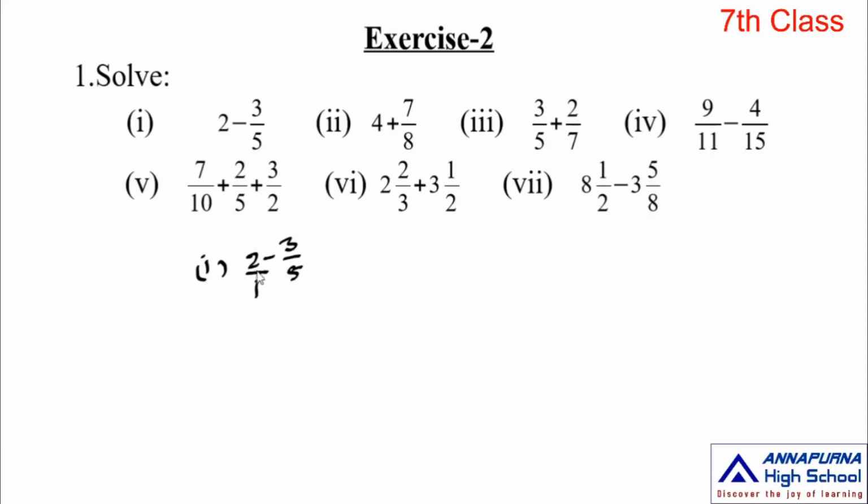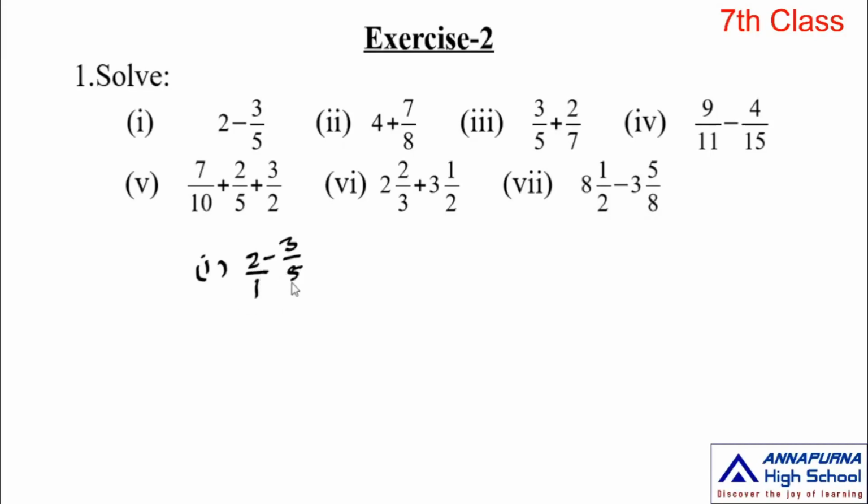Now what are these two fractions? Unlike fractions, 2 by 1 and 3 by 5. 1 and 5, different denominators are there. So first convert them into like fractions. To convert into like fractions, we have to find the LCM. What is the LCM of 1 and 5? Of course 5 is the LCM. Another way is, whenever there are two fractions, either in subtraction or in addition, you better multiply the numerator and denominator of the first fraction by the denominator of the second fraction, and the numerator and denominator of the second fraction by the denominator of the first fraction, so that we'll get like fractions.